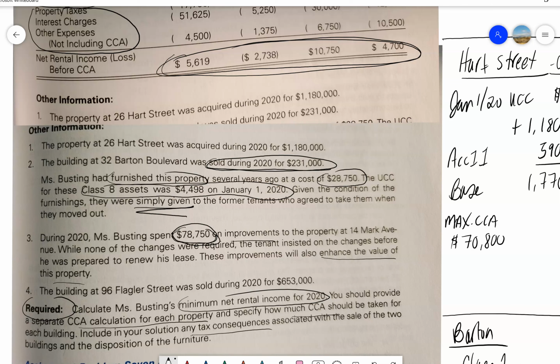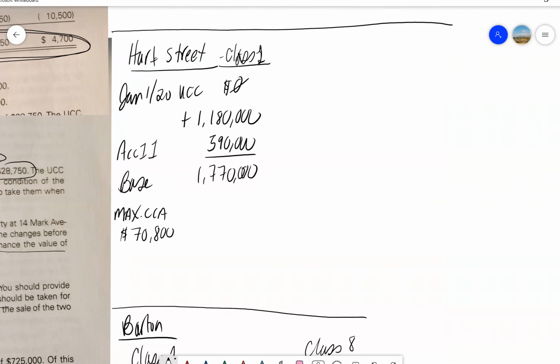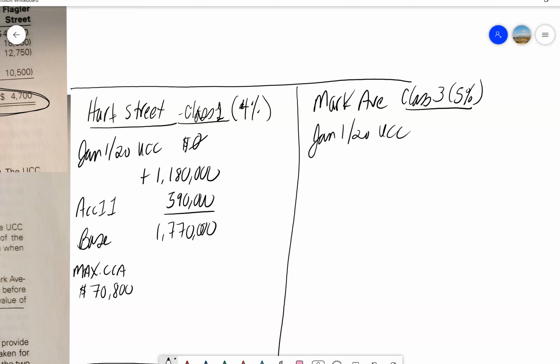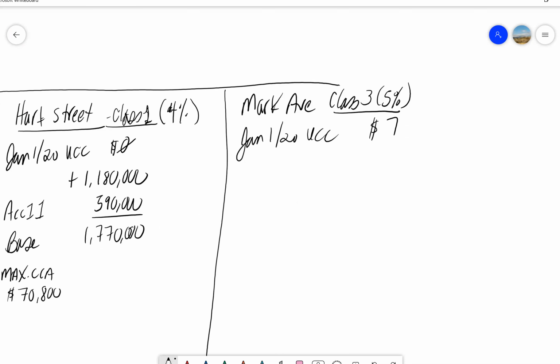So let's set this up for Mark Avenue. So let's put Mark Avenue right here. So remember, Mark Avenue is Class 3, and Class 3 is 5% versus Class 1, which is 4%. And so the UCC at the beginning of the year, as given in the question, is $703,250.